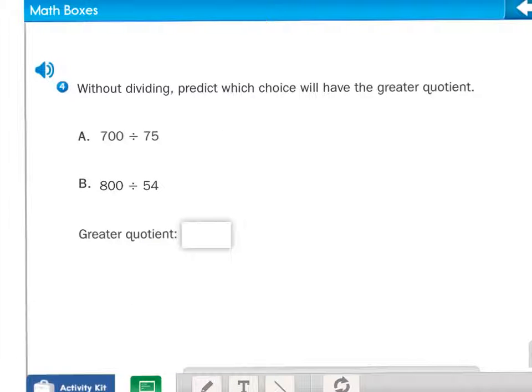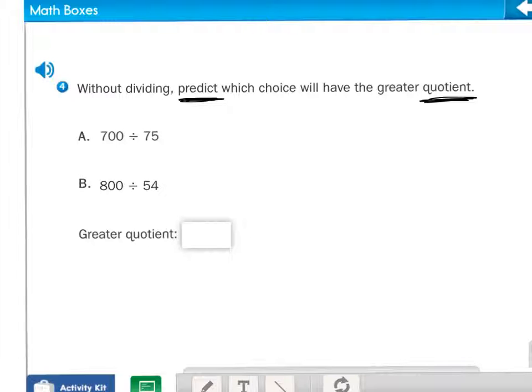Question number 4 says, without dividing, predict which choice is going to have the greater quotient. So a couple of things that you have to underline or highlight here. Without dividing, predict, so that's an important word, so we're predicting here, which choice is going to have a greater quotient. Okay, those are the things that I would highlight.